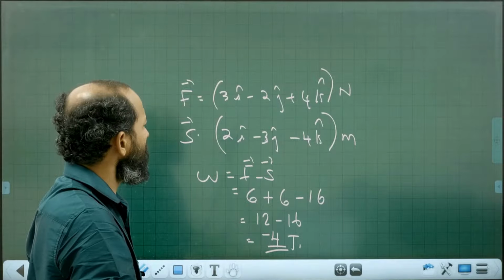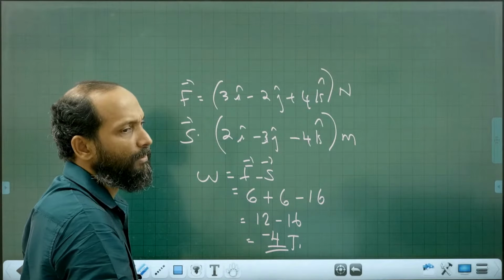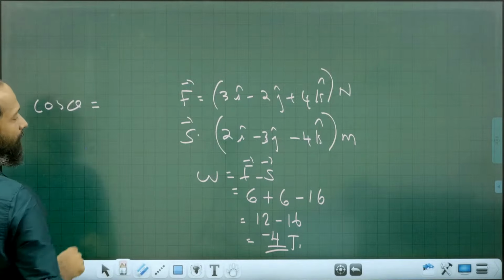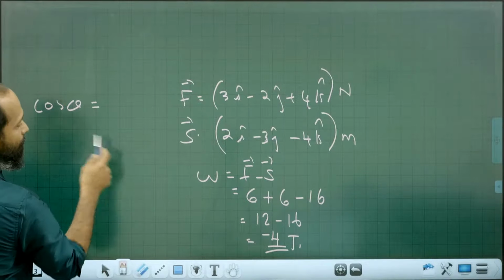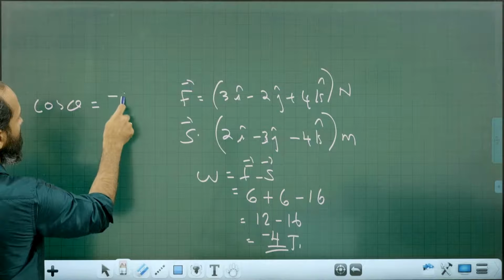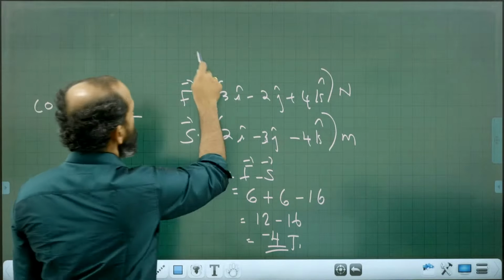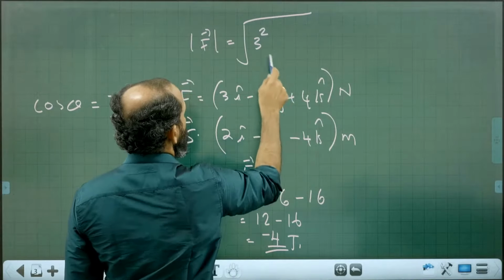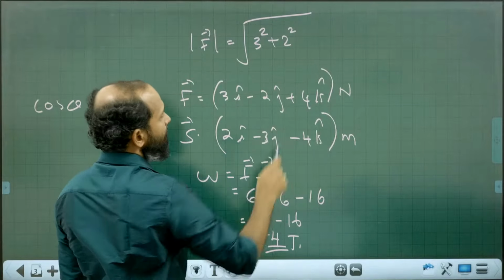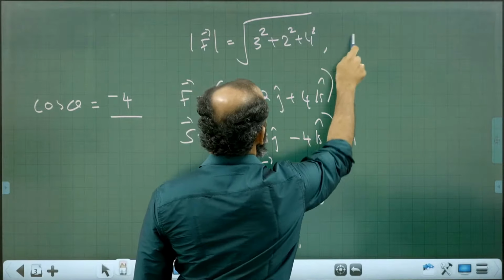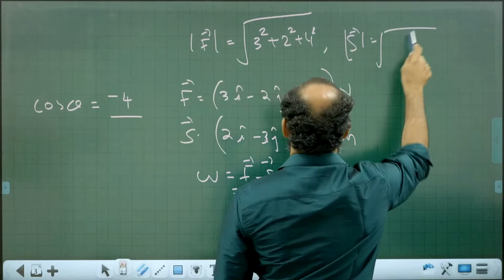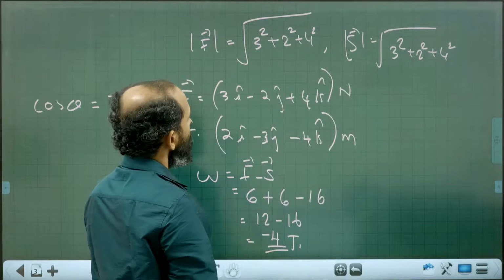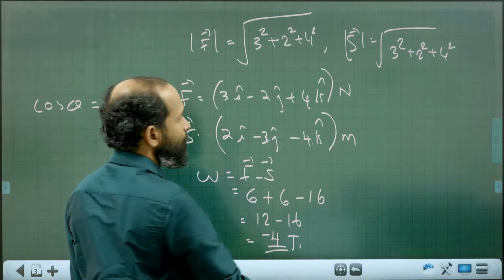joule. Why the minus sign? Because the angle should be an obtuse one. Let us find out that angle. Cos theta is equal to F dot S divided by the product of the moduli of F and S. F dot S is already known to you, minus 4, divided by. What is the modulus of F? It is the square root of 3 square plus minus 2 square plus 4 square. What is the modulus of the displacement vector? Square root of 3 square plus 2 square plus 4 square. Both will be the same.